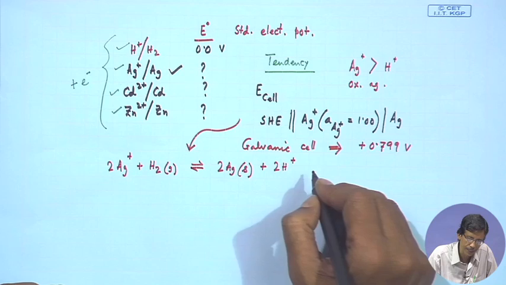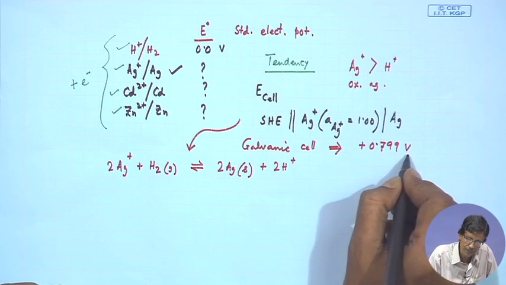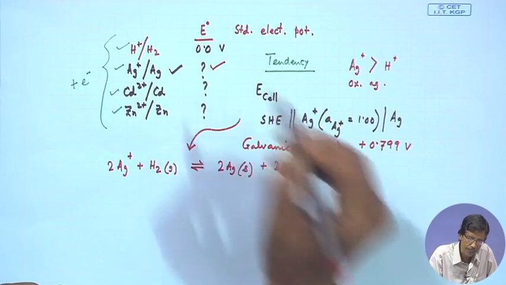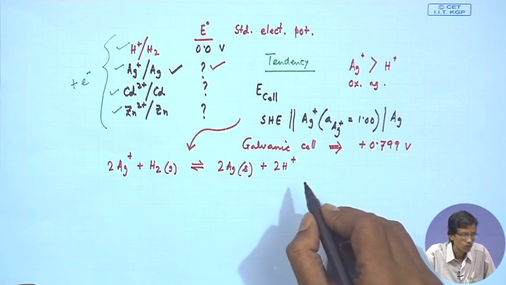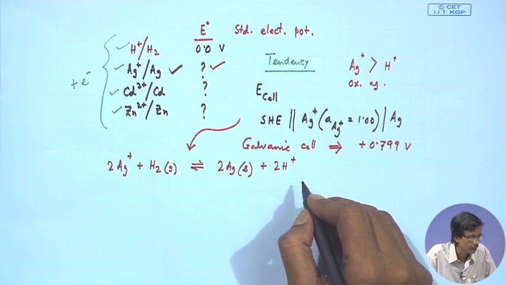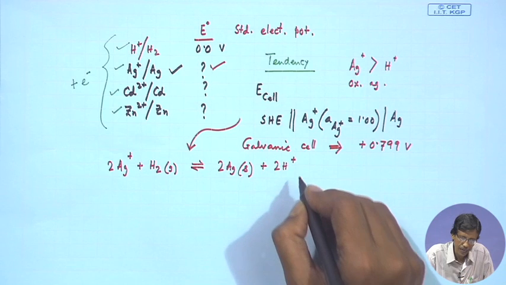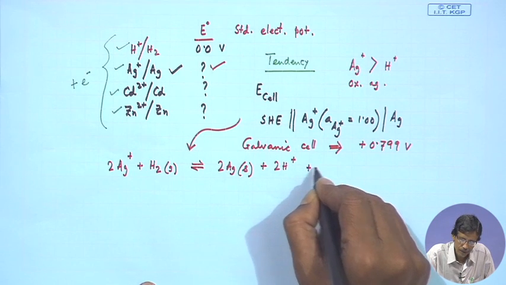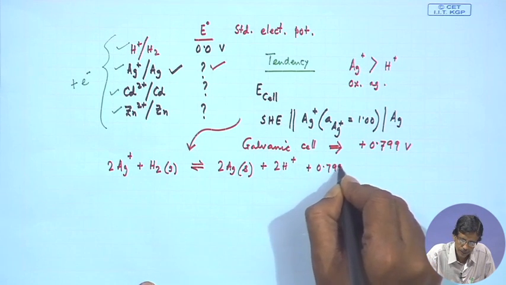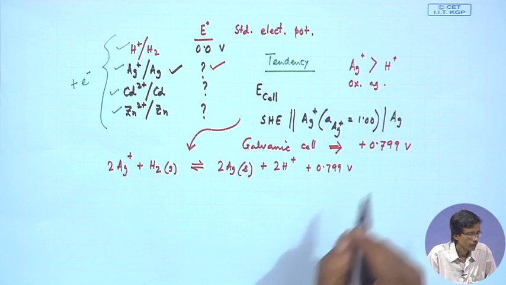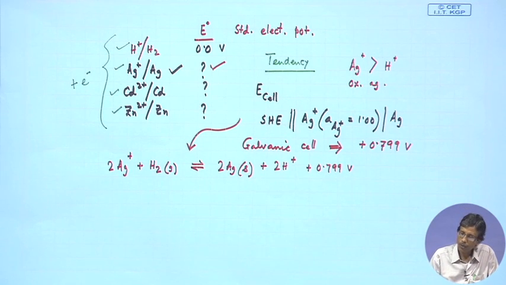So, now we write the corresponding potential. We get this particular entry. So, this potential we get from there, and we get this potential as plus 0.799 volt. So, this will be your corresponding potential for the silver electrode.